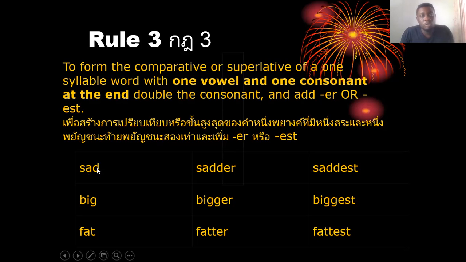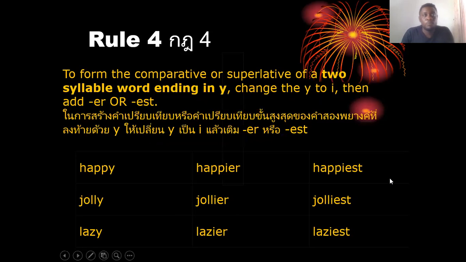So you are supposed to double the D, which is sadder, saddest. Big: there's a vowel in between two consonants, so bigger, biggest. Fat: another vowel between two consonants, so fatter, fattest.